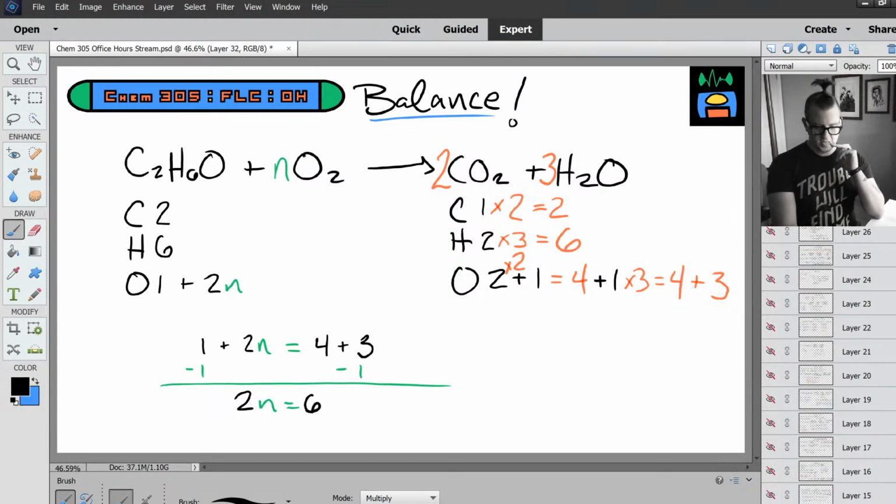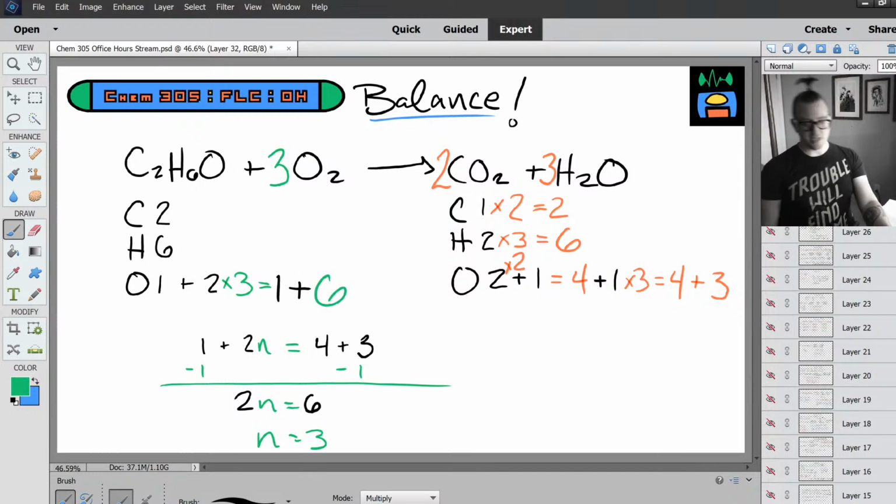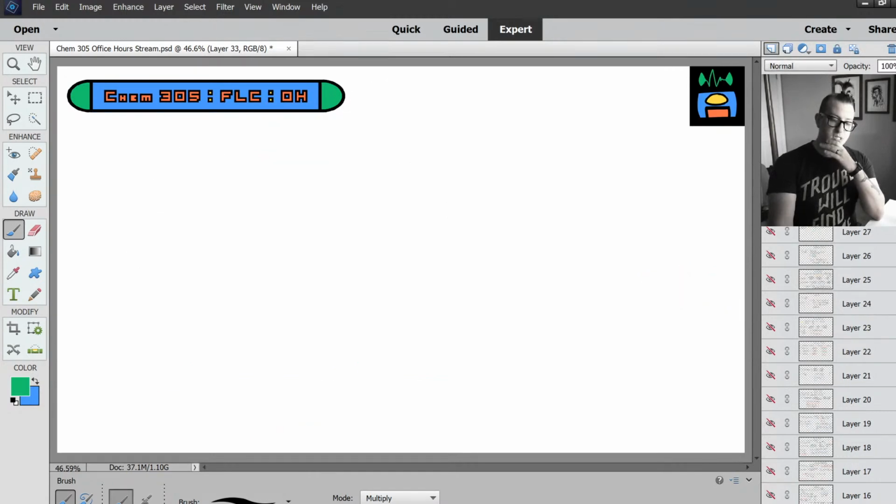6. Wait, do we not need a fraction here? Sorry, I thought we needed one. We don't. Check this out. Sorry, I'm gonna do another one where we do need a fraction. N equals 3. So we just multiply this by 3, and now we're balanced, because 1 plus 6 is equal to 4 plus 3. Okay, hang on. I'm gonna do one where we have to use a fraction. Just give me a second.